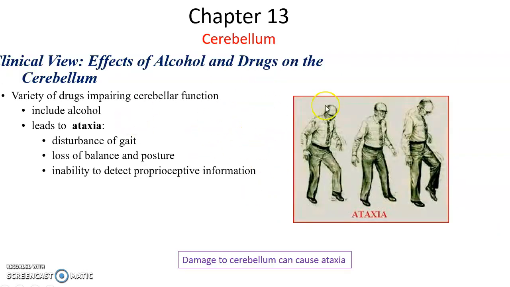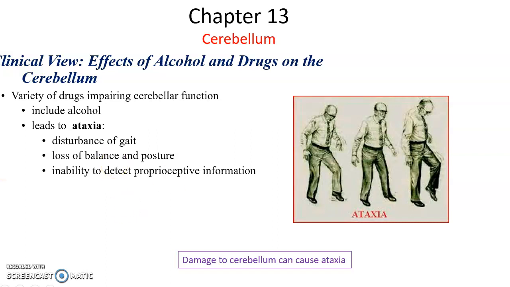So the cerebellum is one of the parts of the brain that get affected by alcohol and other drugs. And when you have impaired cerebellar function, you can develop what's known as ataxia. Ataxia is basically when a really drunk person has trouble walking, so a disturbance in their gait, and trouble with their posture and balance, so they can fall down easily, and basically they're having trouble knowing where exactly their body parts are. So they're having some inhibition to their proprioceptive sensations.